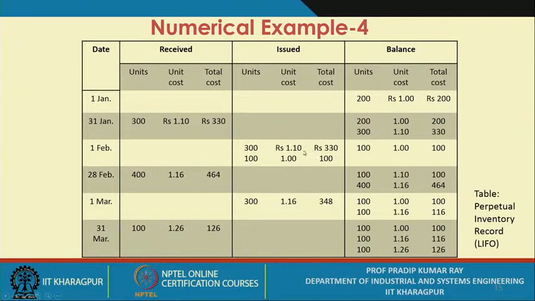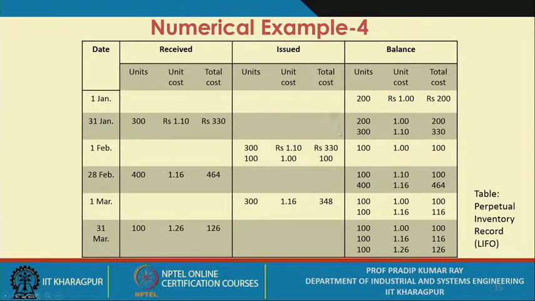So 300 with the latest price, and the remaining 100 with the price of 1. That means 400 units are issued. And then you get a receipt of 400 units on 20th February, and the balance changes to 100 plus 464. Then again on 1st of March you have 300 units issued, and so the latest price is 1.16 per unit.